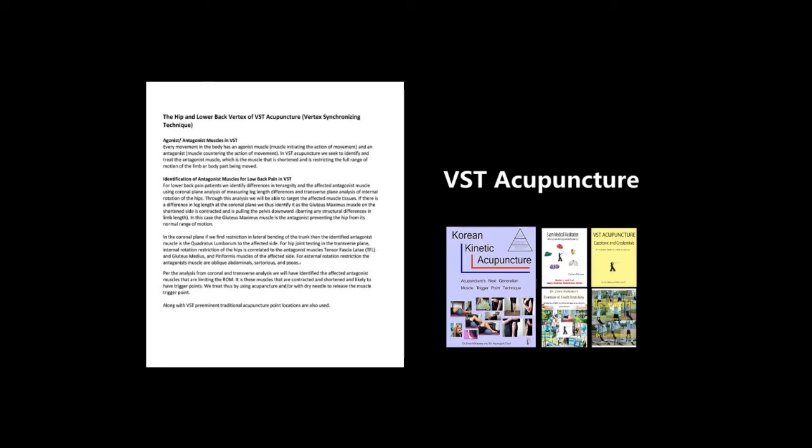For hip joint testing in the transverse plane, internal rotation restriction of the hips is correlated to the antagonist muscles tensor fasciae latae, gluteus medius, and piriformis of the affected sides. For external rotation, the antagonist muscles are obliquus abdominis, sartorius, and psoas. From the coronal and transverse analysis, we will have identified the affected antagonist muscles that are limiting the range of motion. It is these muscles that are contracted and shortened and likely to have trigger points.